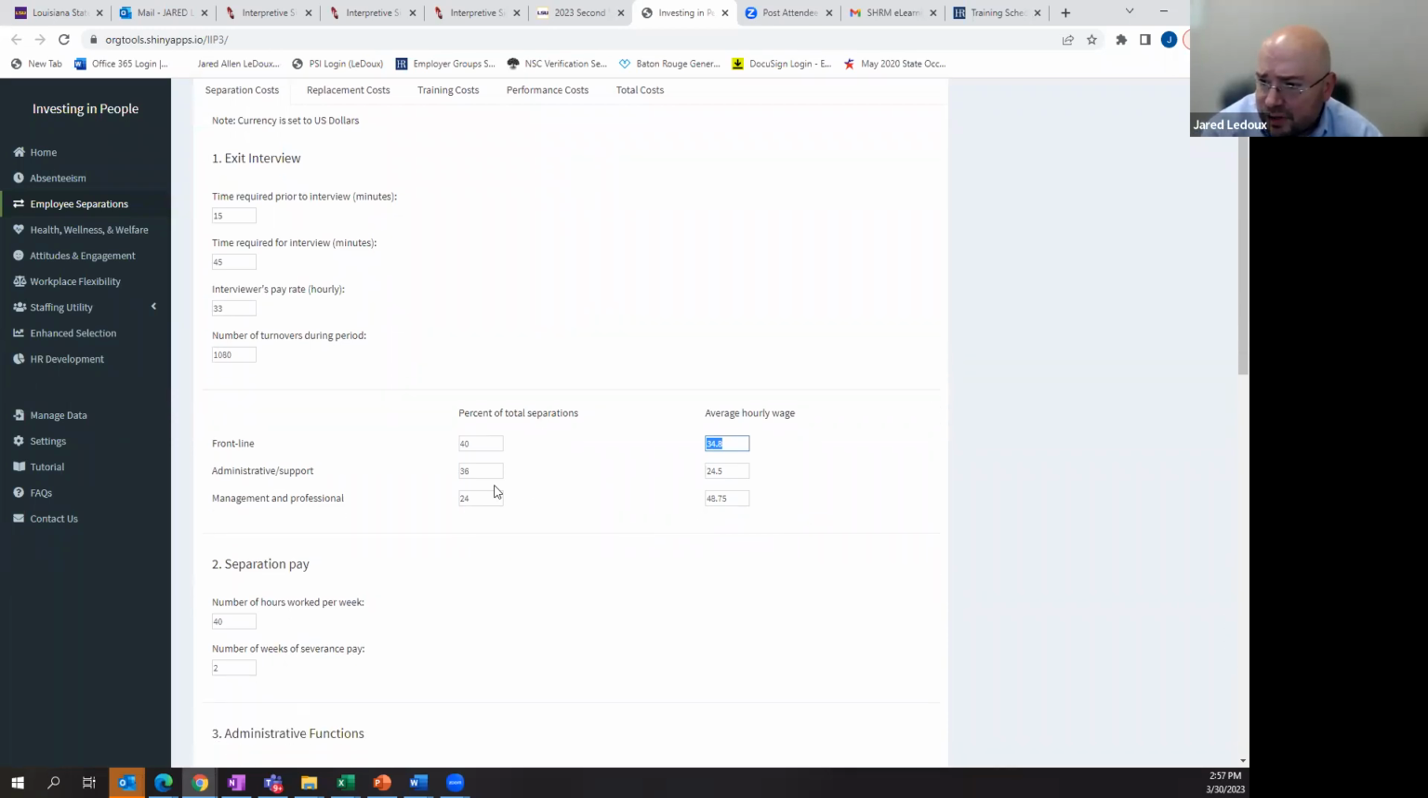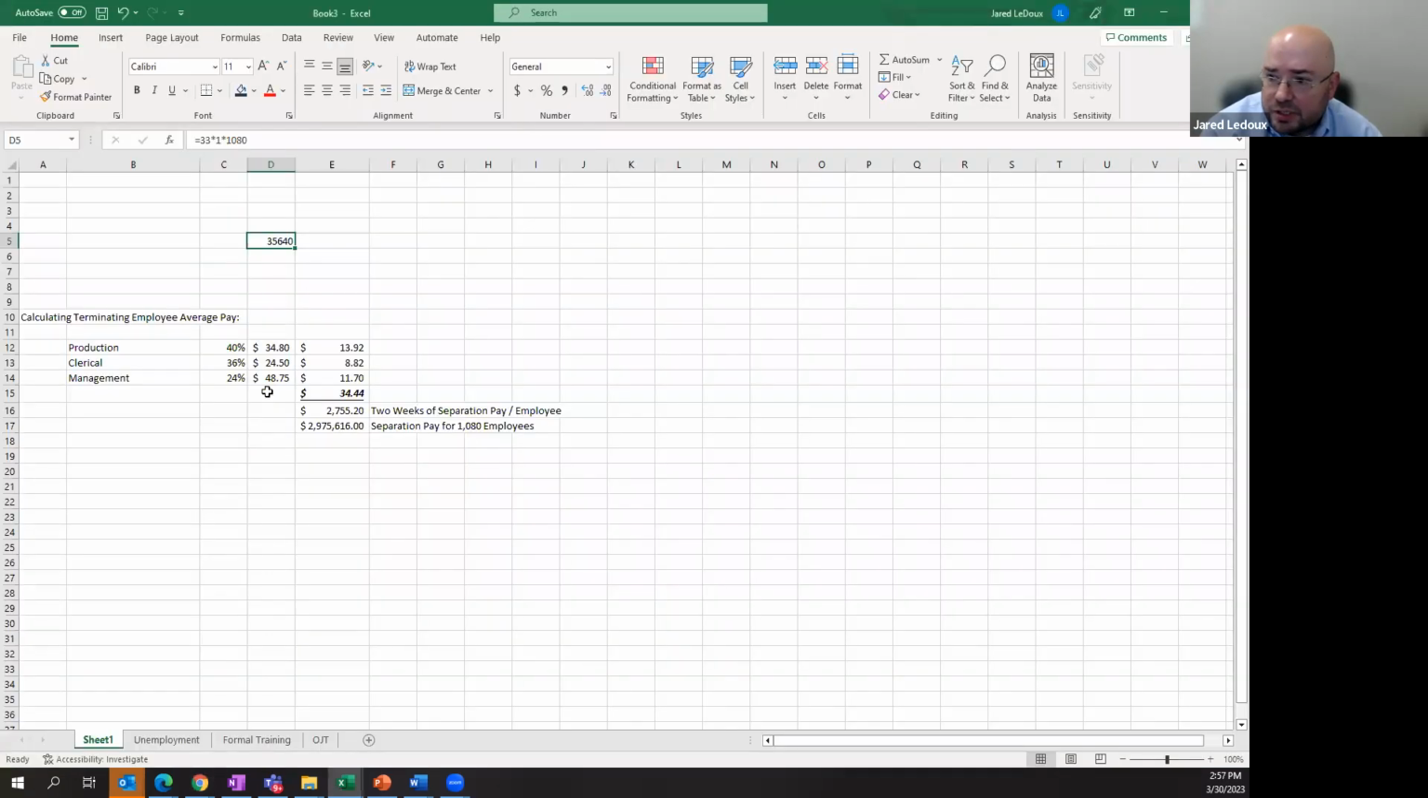Now, it doesn't give you here when you do the calculation what that weighted average hourly rate is. I did add it in, I wanted to just do an average myself here. And so I did. I used those same numbers, production, clerical, and management. The text is going to give us 40% for production, 36% for clerical, 24% for management. And then I included the hourly rates here.